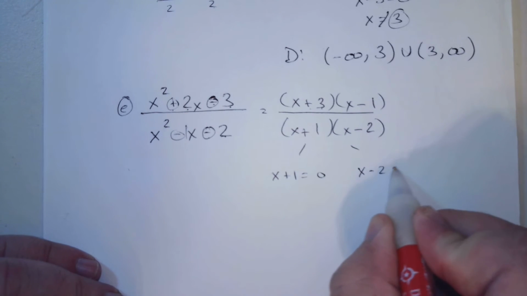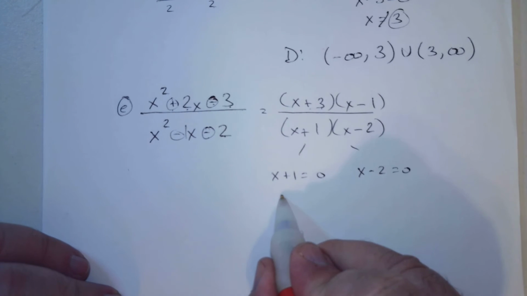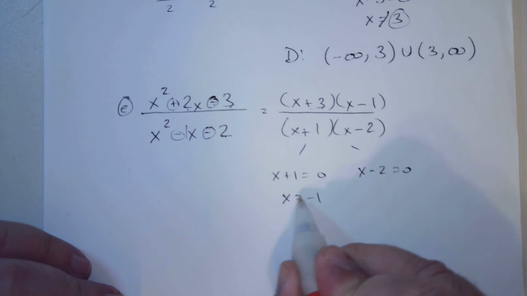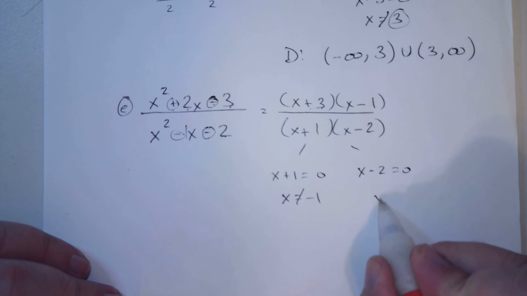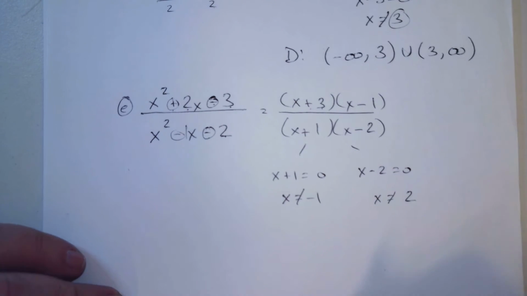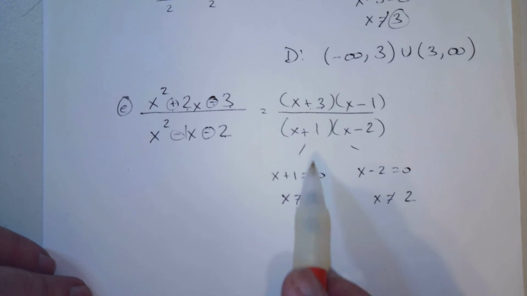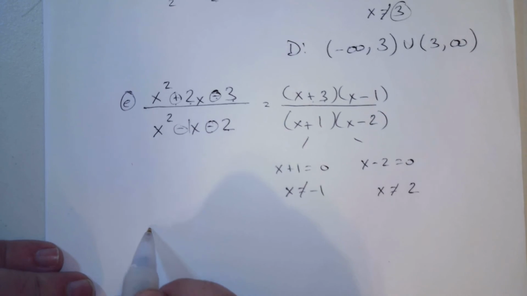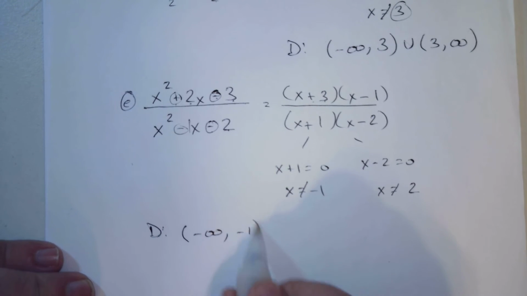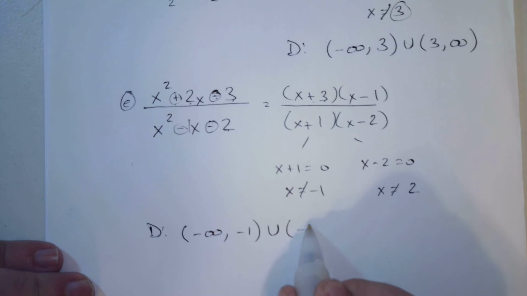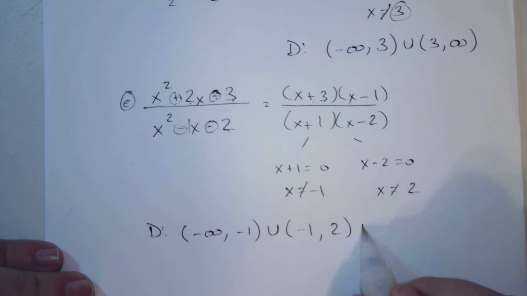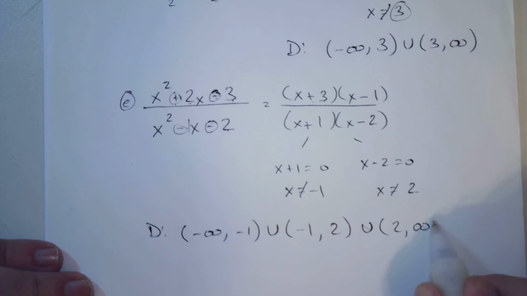Set the bottom parts equal to 0. So x cannot equal negative 1, and x cannot equal 2, because if I plug those in, I get 0 on the bottom. So my domain is from negative infinity to negative 1, negative 1 to 2, between there, and then from 2 to positive infinity.